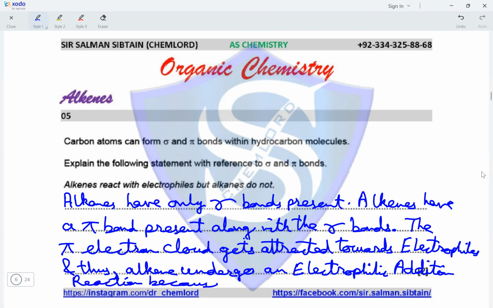Because of this, the pi electron cloud, when it is attracted towards the electrophile, adds the electrophile onto the carbon atom that had a double bond. The double bond breaks, forming a single bond with the electrophile and a positive charge on the other carbon atom. A nucleophile adds on to the other carbon atom, completing the formation of the new product.